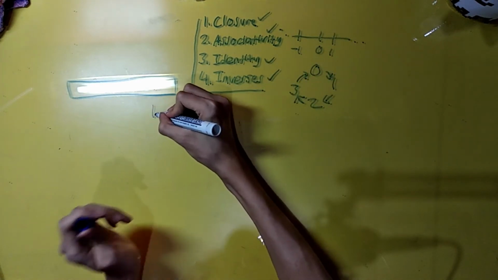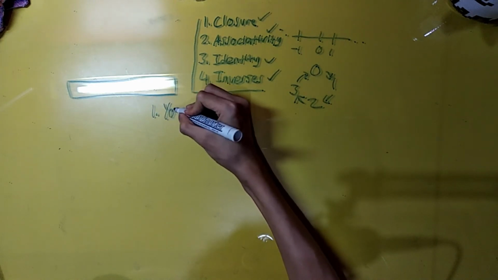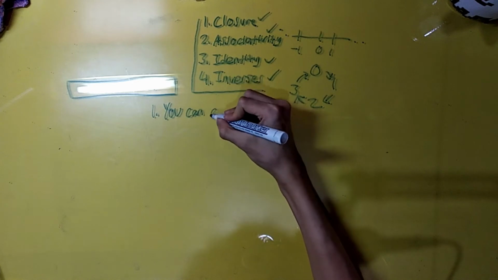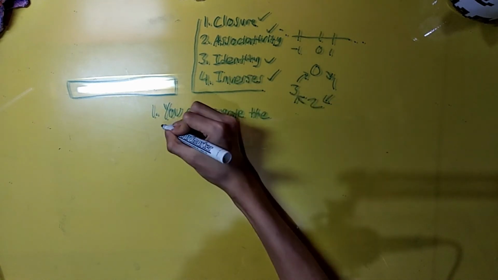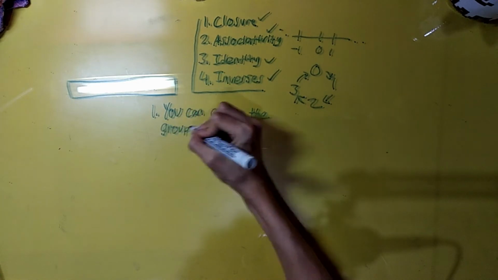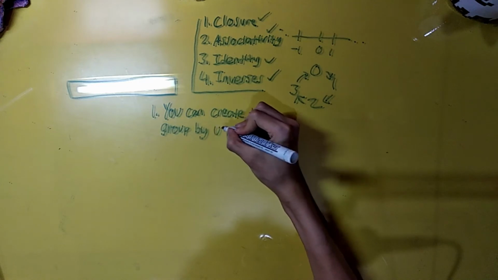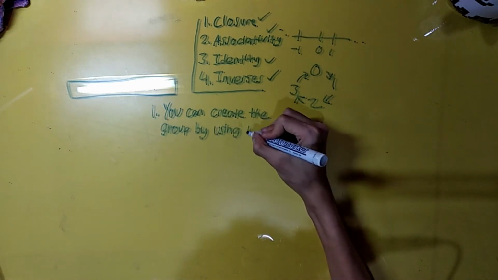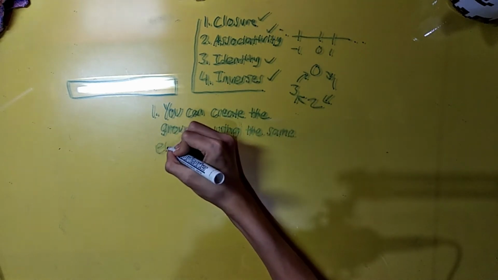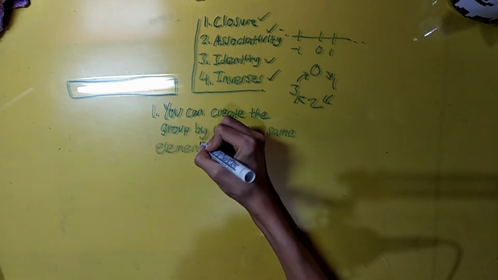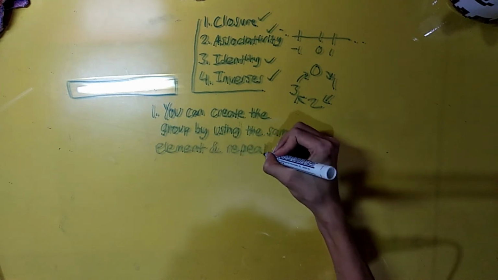Number 1, I'm just going to say, you can create the group by using the same element and repeating the binary operation.